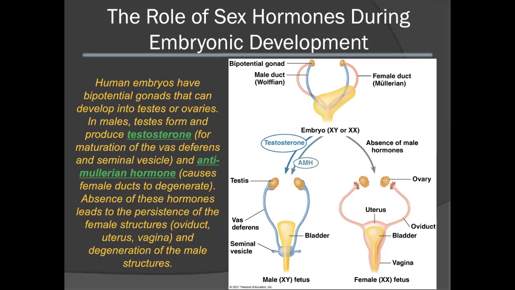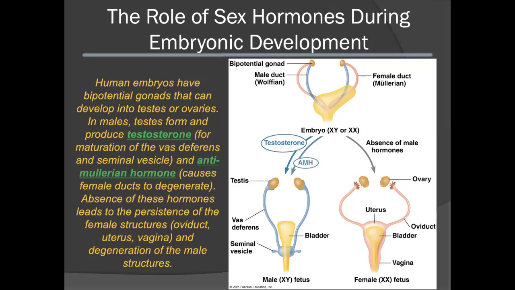In males, the testes form and produce testosterone. This will cause the maturation of the vas deferens and the seminal vesicle. The testes also produce anti-Mullerian hormones. This will cause the degeneration of female ducts.